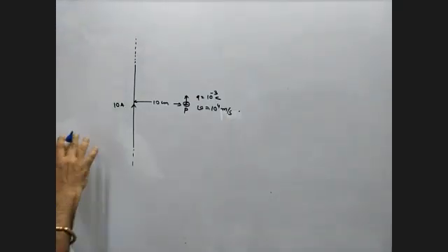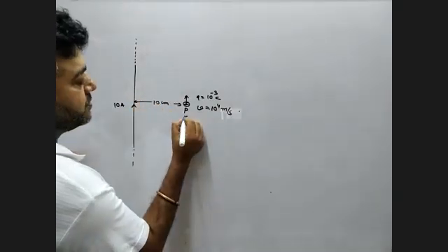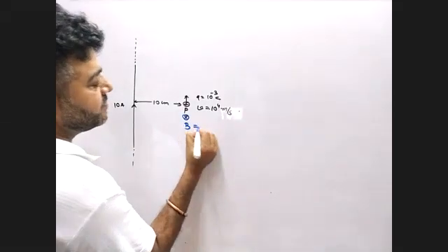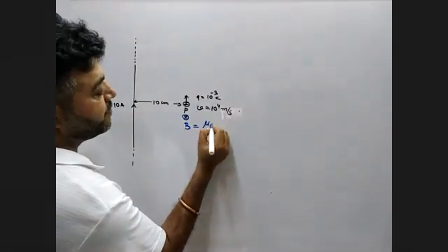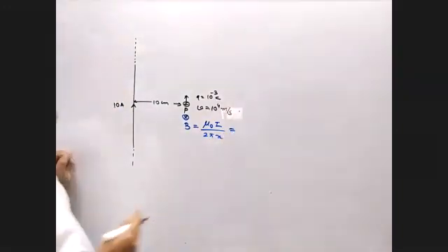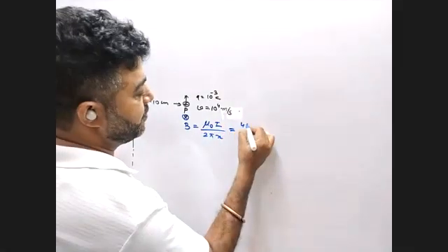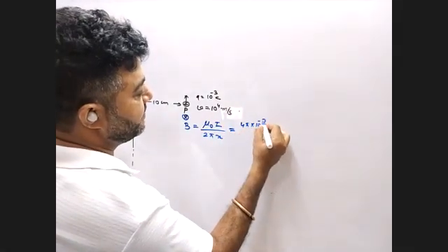So first of all, as this is my current, the magnetic field is cross. What is the value of B? Mu naught I by 2 pi x. If we want to find out the value, mu naught is 4 pi 10 to the power minus 7.